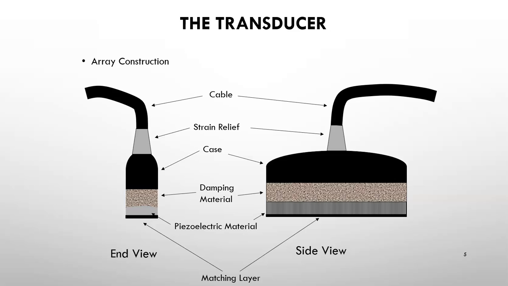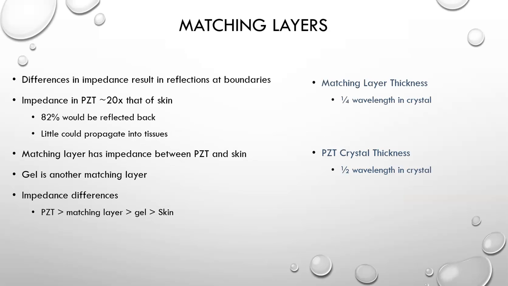So this is the same as that simple transducer we were looking at, but the main difference is the way the piezoelectric material is lined up on it. So let's talk about the matching layer again. The matching layers are layers that are required because of the difference of impedances that are reflected at boundaries.